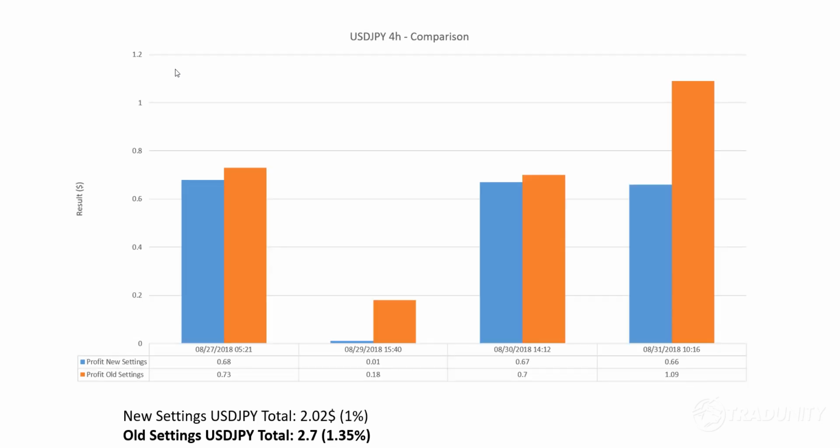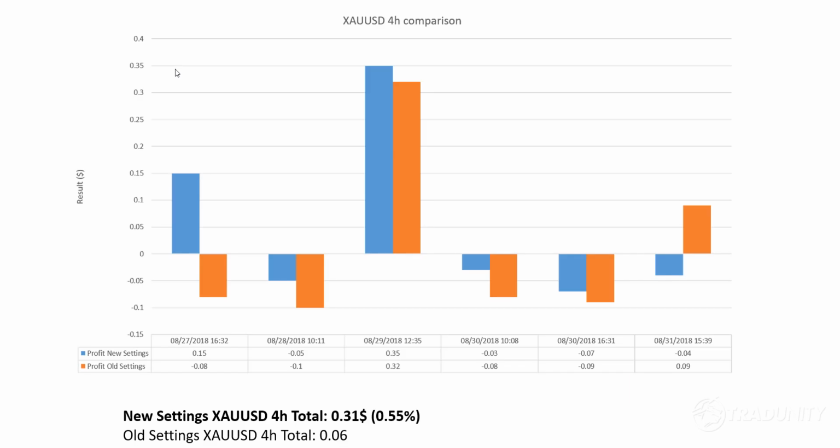Moving on, dollar with Japanese yen. There were 4 trades and both of them performed well, but in this case the old settings came on top. So inconclusive here, we will need to wait more to see if the new settings confirm the simulations or if the old settings will actually perform better.